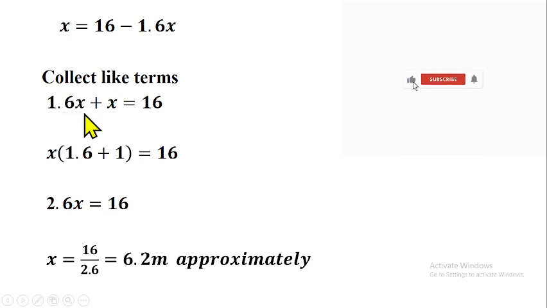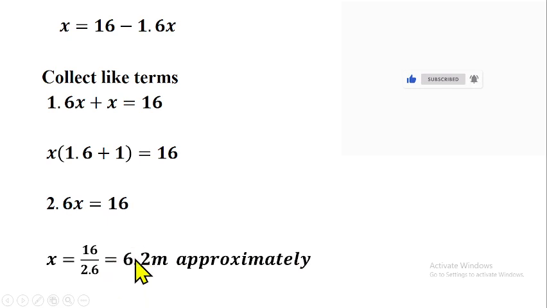Or if you don't know how to do that, you can factorize x out here. x is common, so x into 1.6 plus 1 equals 16. 1.6 plus 1 will give us 2.6, times x will give us 2.6x equals 16. From there, you can find our x by dividing both sides by 2.6. And that should give us 16 divided by 2.6, and that will give us 6.2 meters approximately.